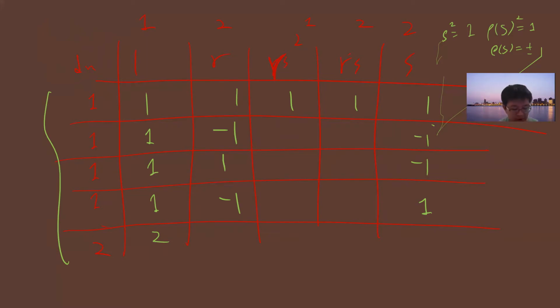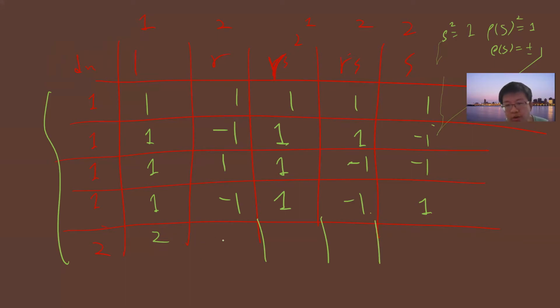Okay, so let's fill in the rest, right? So rho of R squared is simple, right? Rho of R squared is just rho R squared, and RS is just rho R times rho S. Okay, yeah, so these are everything you know for the four of them, right? So the rest is to find the four unknowns.